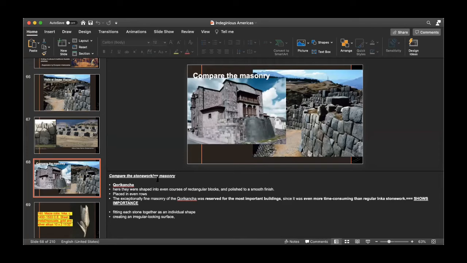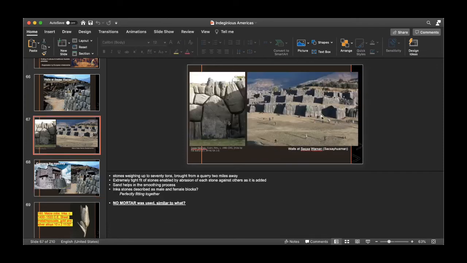Sacsayhuaman. So at Coricancha, everything is smooth, they're placed in even rows, and it is showing more labor because it is more important, it's the temple, right? Whereas the walls at Sacsayhuaman fit each stone together as an individual shape, creating an irregular looking surface. And then here's a good photo of the zigzagging fortress walls. And no mortar is used.